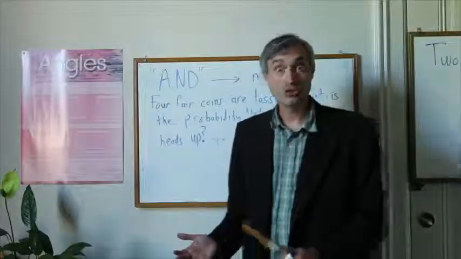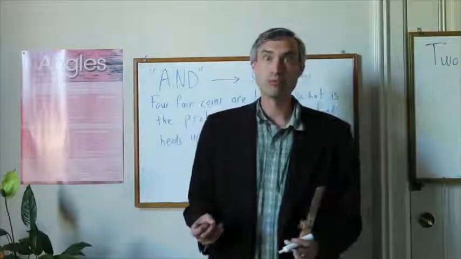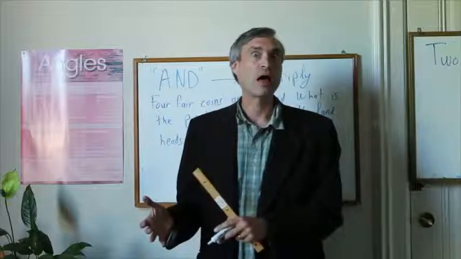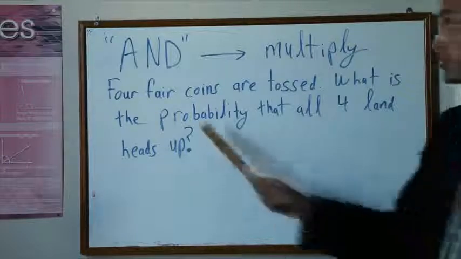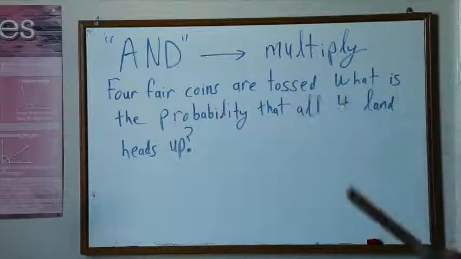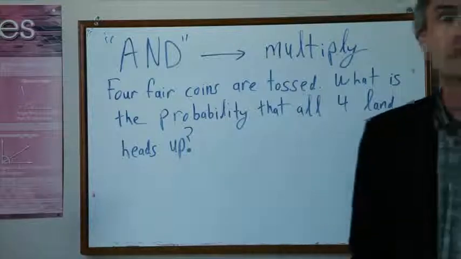Our next problem illustrates a useful rule, the idea that the word "and" in probability lets you know to multiply the probabilities. "And" tells you to multiply. Let's take a look. 4 fair coins are tossed. What is the probability that all 4 land heads up?